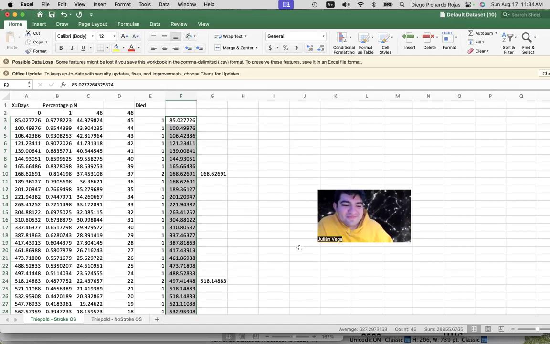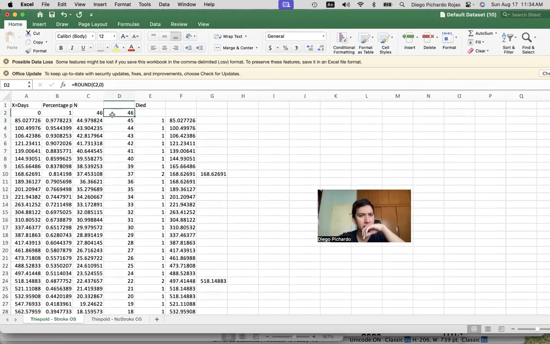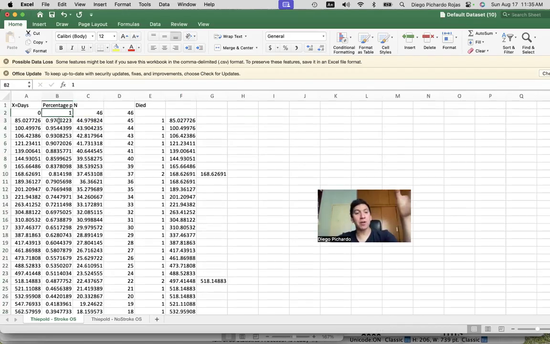Okay, of course. I have another question about how you get the number of patients right away with it. Here, in the C column? Yeah. Okay, it's the percentage, which was 100 at the beginning, and you multiply it by the original sample size.